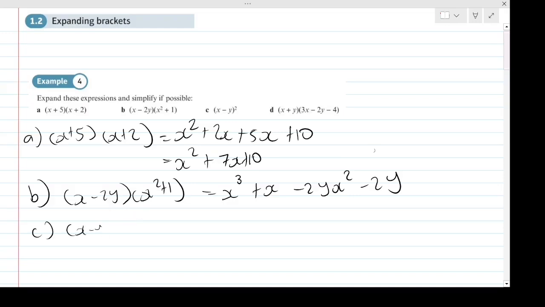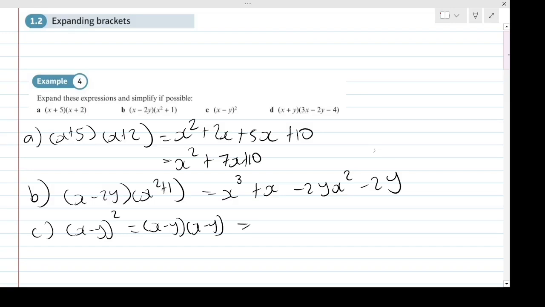x minus y, all squared. Now, the key thing to recognize here is that when you've got a square, or a cube or whatever, on a bracket, you're just multiplying it by itself. So you repeat the same bracket twice, okay? If it was cubed, you'd multiply by the same bracket 3 times. But here we've got squared, so you multiply it by itself twice. And from here on out, it's the exact same approach again.